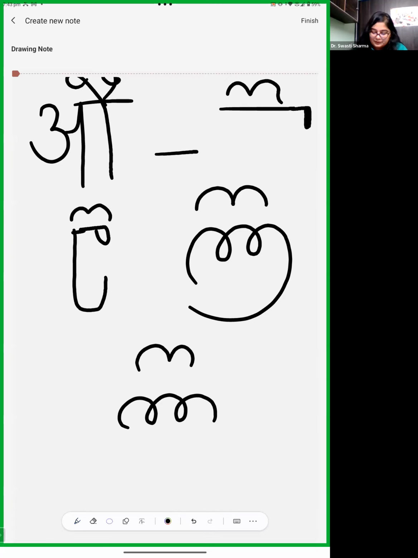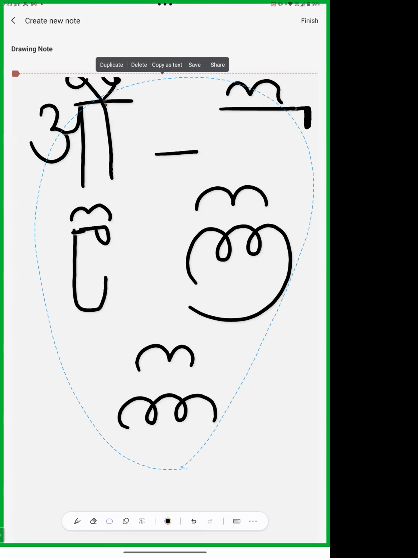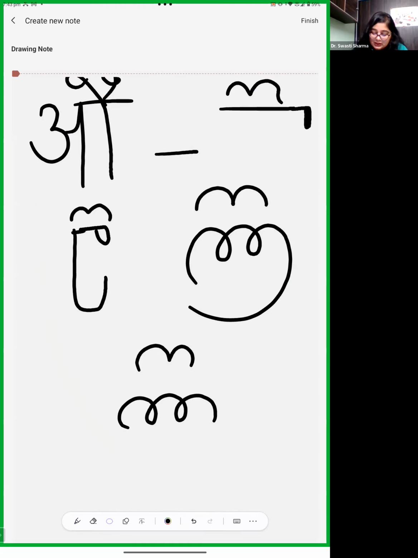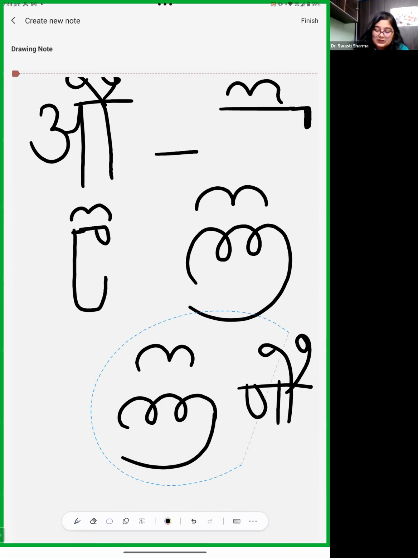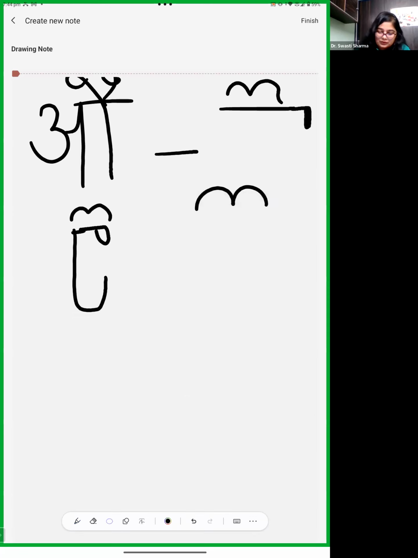Clear? Yes, ma'am. Ma'am, which is the last one? This is no. Okay, I'm making it in Devanagari. If we are making it like this, then it becomes now. Now you have to understand the differences. So I hope matras are very clear to everybody.